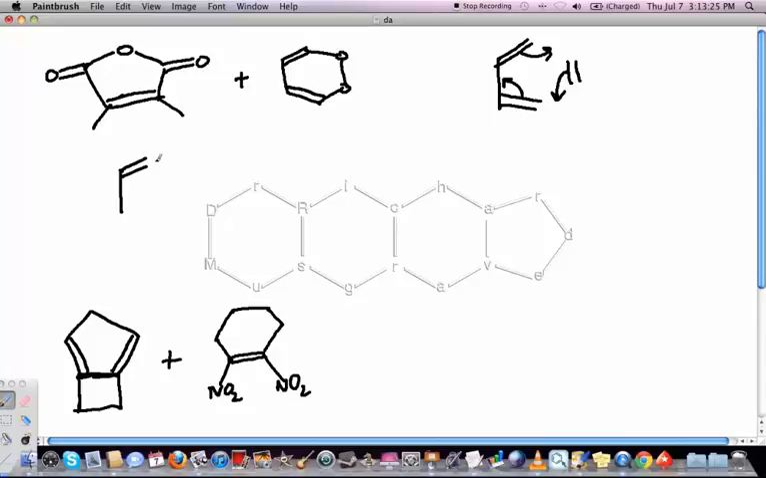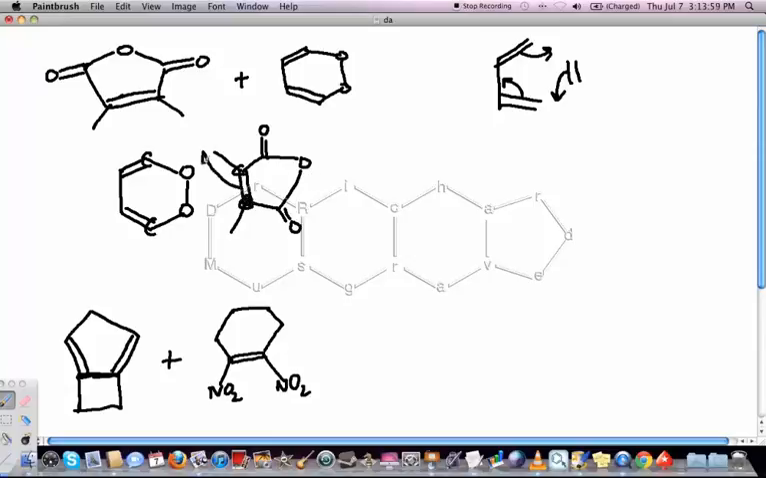So we'll put the diene over here, facing in the same direction. And then we'll have the dienophile over here, and have the main part of it pointing away from the diene. We'll put C's in at the end of the diene, and the C's at the end of the dienophile.